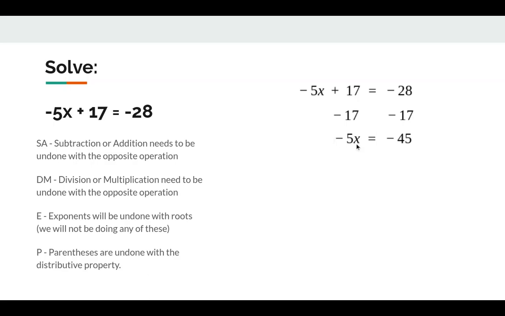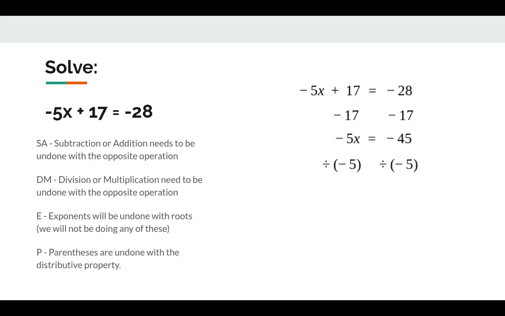So the negative 5 is being multiplied by x. So again, I'm going to divide. I'm going to divide by negative 5 on both sides. Now in doing so, negative 5 divided by negative 5 is again 1, and 1 times x is going to be x. So I have successfully isolated the variable by itself on the left-hand side.